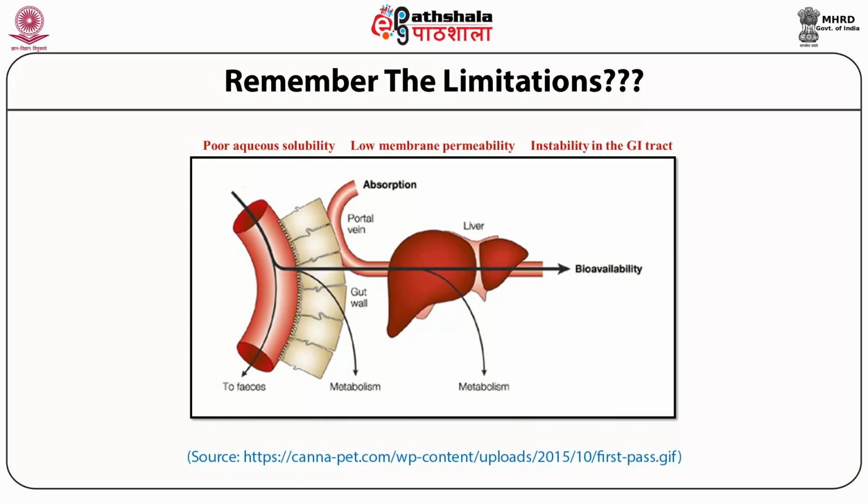From the previous module, we understood the limitations which are posed by most of the nutraceuticals. Let us go over them once again. One, they are poorly aqueous soluble, which is attributed sometimes to their structure. Two, they have low membrane permeability because they do not have receptors on the intestinal cells. Three, instability in the GI tract, which means that they get conjugated or they undergo reduction.